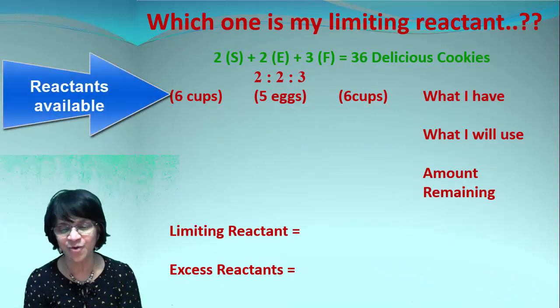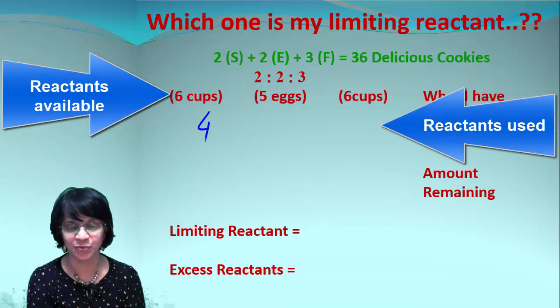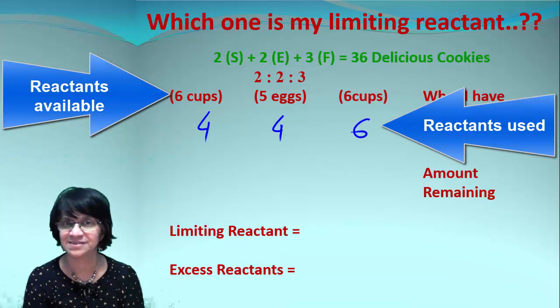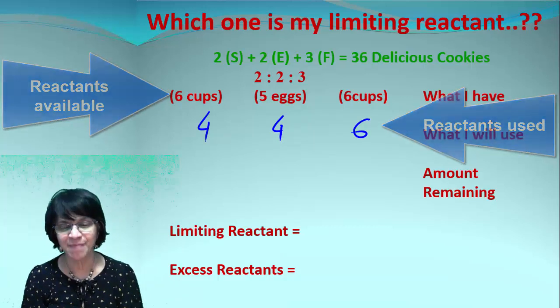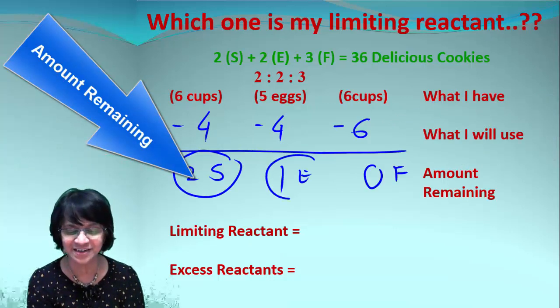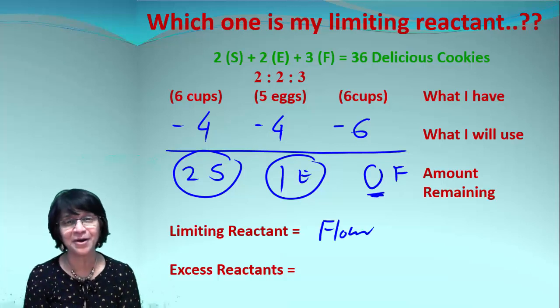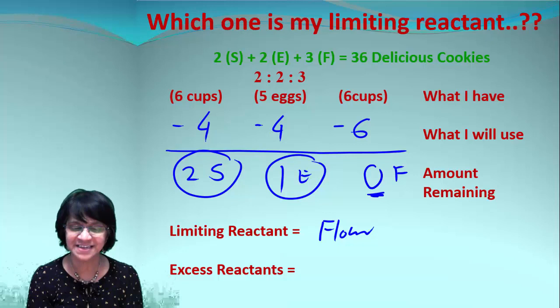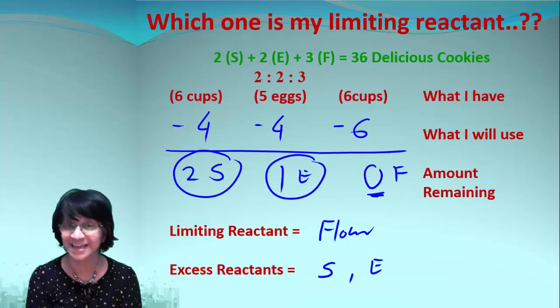So this is what I have, what I will use. We got 4, 4 and 6 as our proportion. So how much is the amount remaining? Just subtract the amount used from each of those. So you got your excess reactant remaining and you got your limiting reactant, which is 0. So that's going to be my flour. That will be all gone. And the excess reactants are going to be sugar and also the eggs.